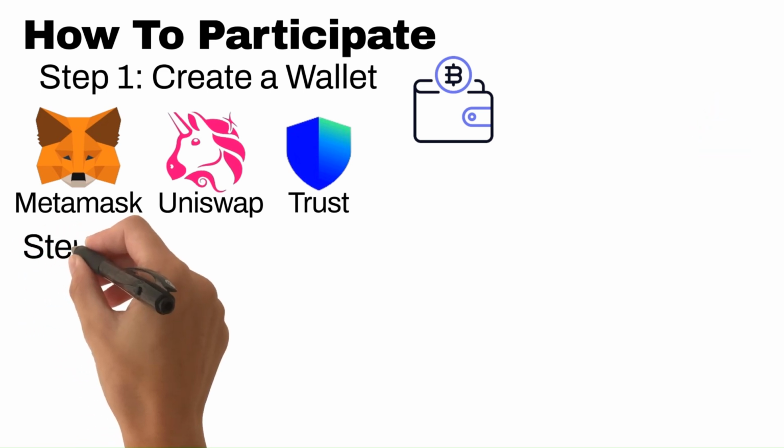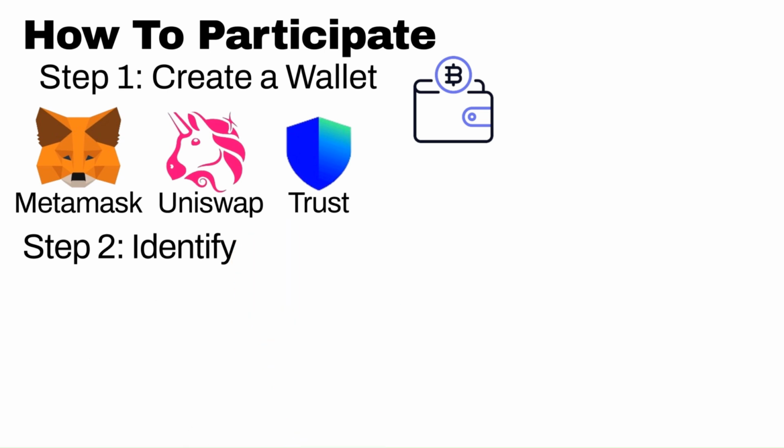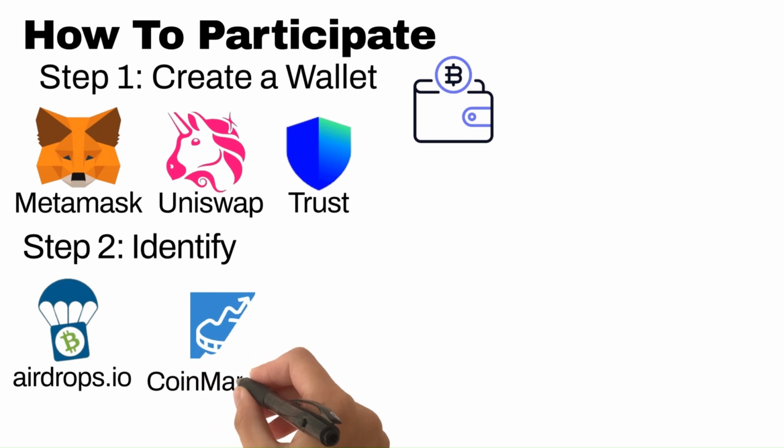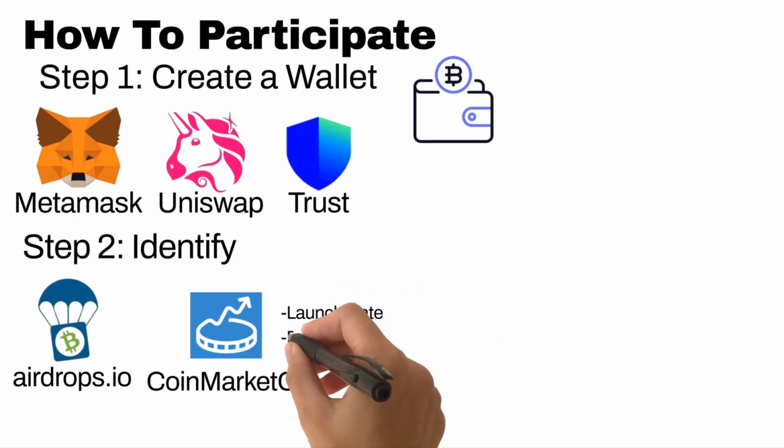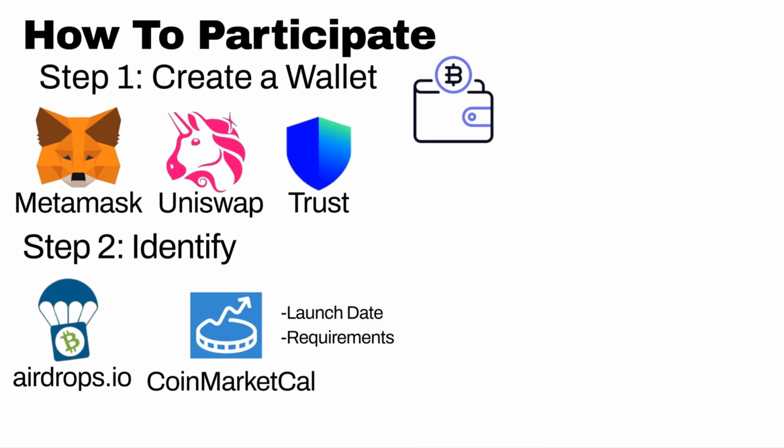Step 2. Identify the airdrops. Identify which airdrops you want to participate in. There are many websites where you can find information about crypto airdrops, but we recommend the most trustworthy ones. Airdrop.io, and CoinMarketCal. These sites provide information on current and upcoming crypto airdrops, including launch dates and the tasks you need to complete to qualify. It's essential to read about each project and make an informed decision.